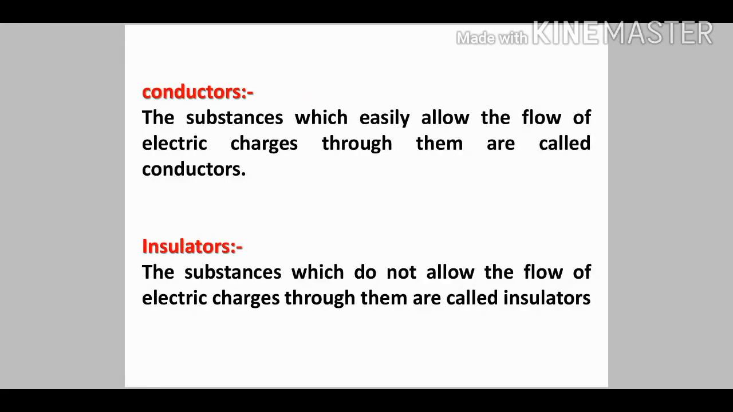Conductors and insulators. The substances which easily allow the flow of electric charges through them are called conductors. Insulators are the substances which do not allow the flow of electric charges through them.